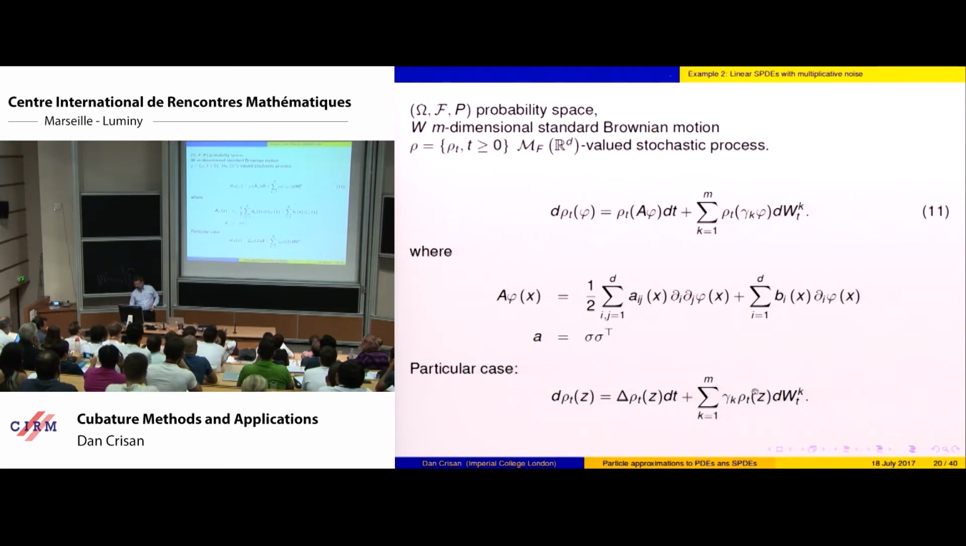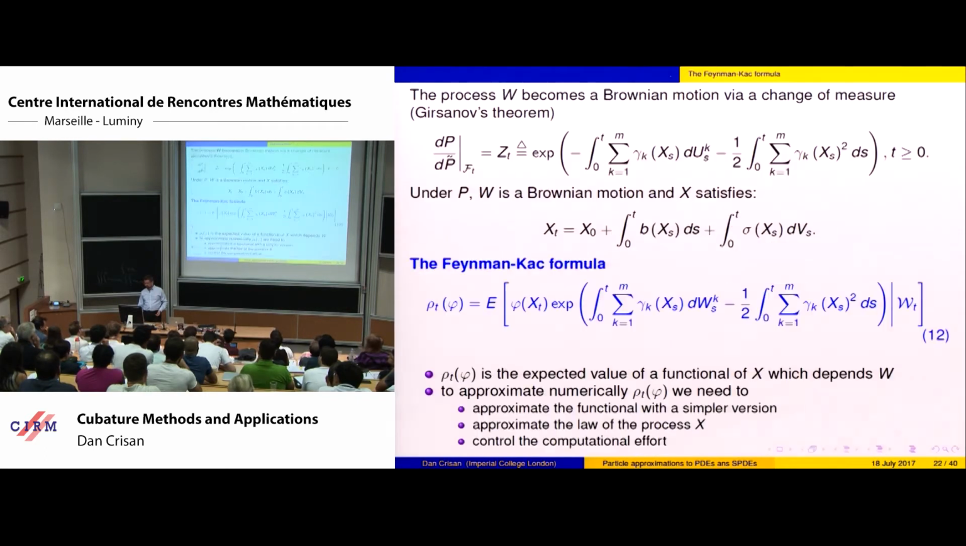And the noise is multiplicative in the sense that I multiply the noise, the Brownian motion, with the solution itself, and I multiply this with some gamma k, and the gamma k's are functions themselves. And I can see I'm rapidly running out of time, so I'm just going to show you quickly. The Feynman-Kac representation looks like this. So there is a Feynman-Kac representation for this.